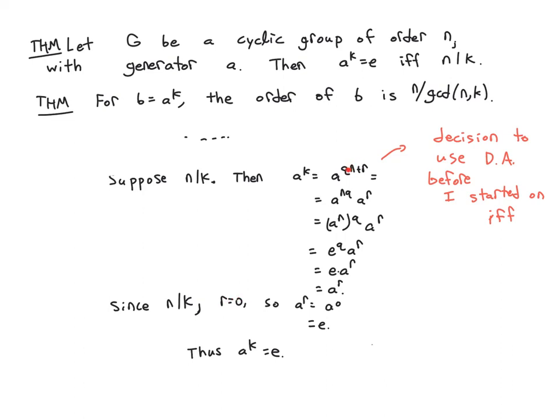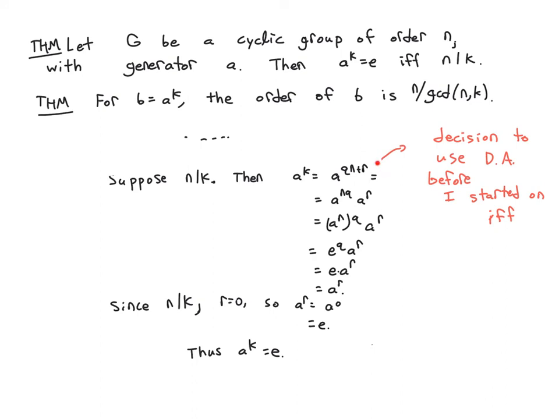Because k is equal to q times n plus r, and by the division algorithm, and so by definition of divisibility, the only way you could actually have divisibility here is if the remainder is 0. And so a to the r is equal to a to the 0, which is by definition e. So a to the k is equal to e. So that direction of the proof is actually easier. And so this is one way to do this direction, by taking advantage of the division algorithm right off the bat.